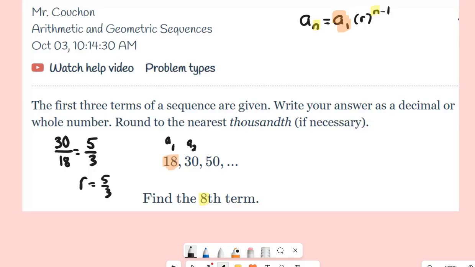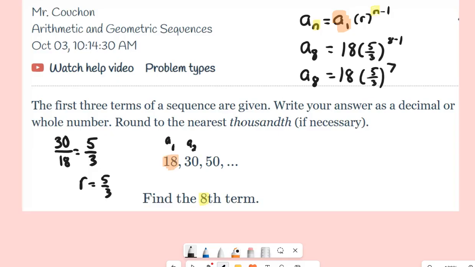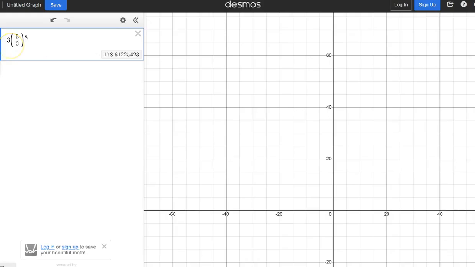Okay. So now it's time to write this out, and then we can go to Desmos. So we want the eighth term, so a sub 8 equals first term 18 times 5/3 to the 8 minus 1. So we know that that's actually 18 times 5/3 to the power of 7. All right, let's go to Desmos. All right, this one was a little different. I want to do 18. 5/3 is still the common ratio, but this time it's 7.